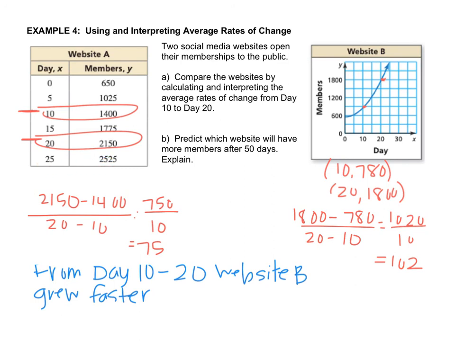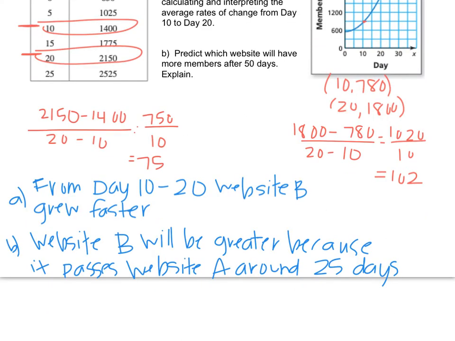We want to go to day 50, and we know from exponentials that exponentials grow way faster. So website B is going to have more members because at that point, website B is going to surpass website A. I wrote website B will be greater because it passes website A around 25 days. If you wanted to explain about the linear and exponential, you could have done that.